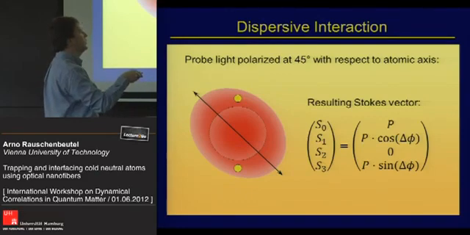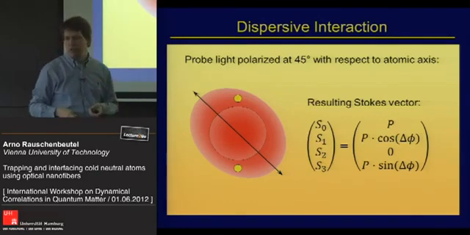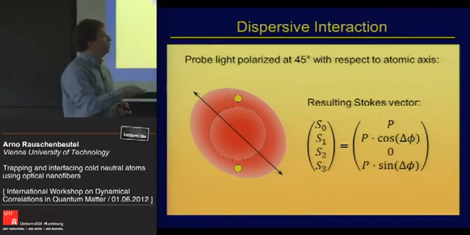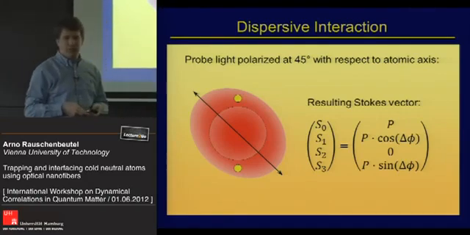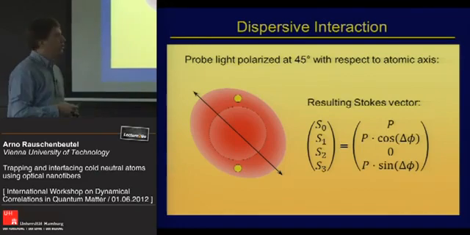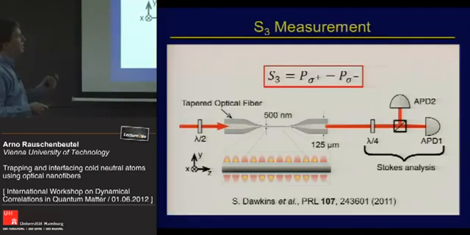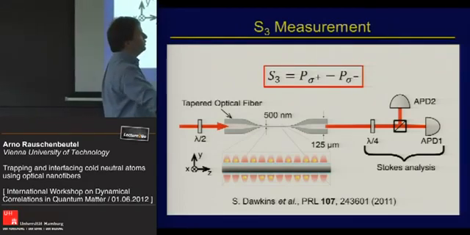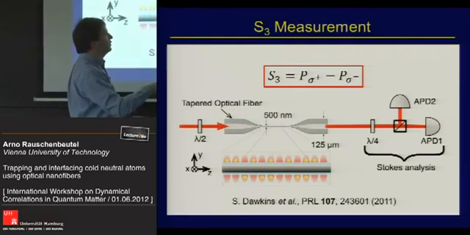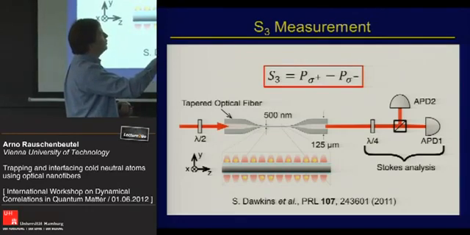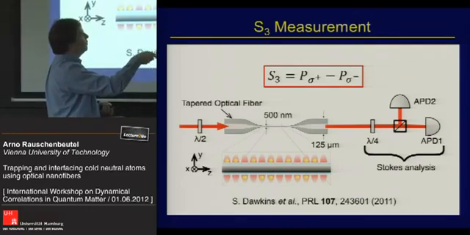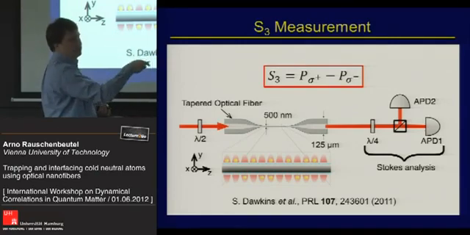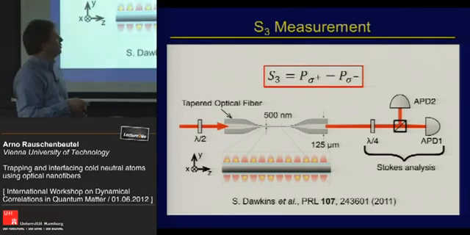appears. So if you measure this S3 component, so it's actually the circular component of the light, as a function of laser detuning, you can map and you can measure this difference of phases here for the light. So this is easily done. You just, after the fiber, put a quarter wave plate, so you convert the circular polarized light into linear polarized light, and you look at the two components, sigma plus and sigma minus here, and then the S3 component is just the difference of the signals of the two photodiodes here, okay?